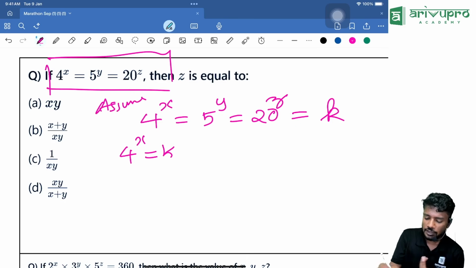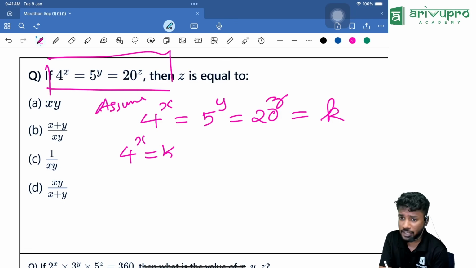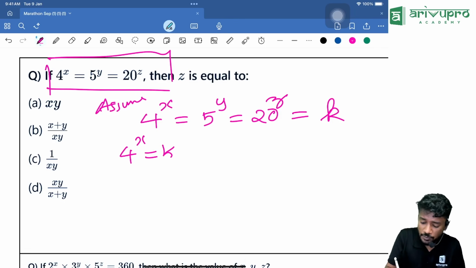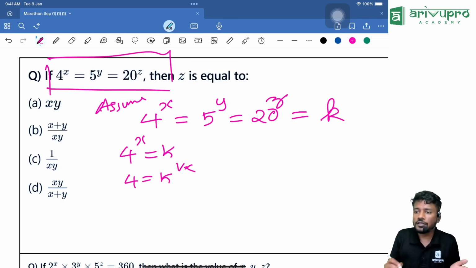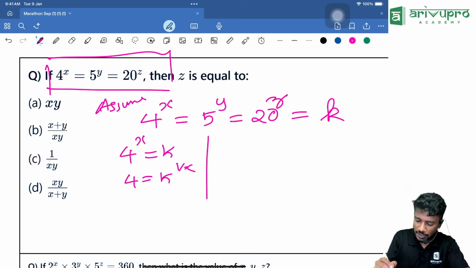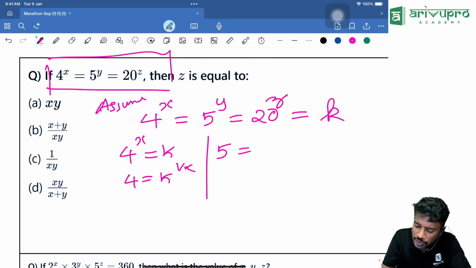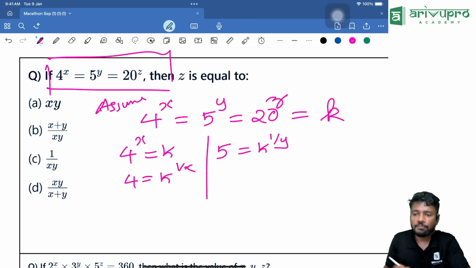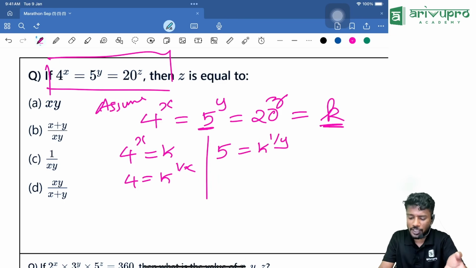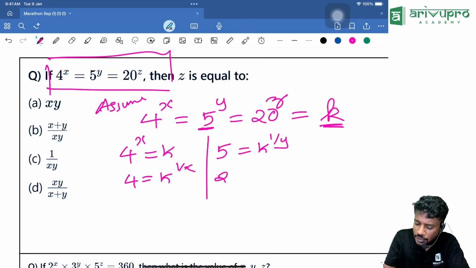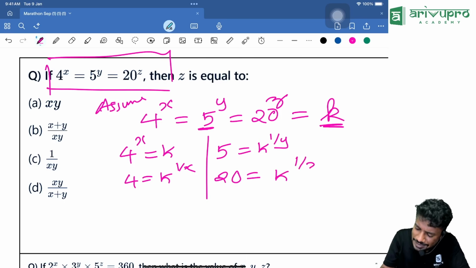Then 4 raised to x is k, can I take it as a constant? Yes. That means, can I say 4 is equal to k raised to 1 by x? We are taking the xth root. Similarly, can I say 5 is equal to k raised to 1 by y? Similarly, 5 raised to y is equal to k, so 5 will be equal to k raised to 1 by y. Then, similarly, can I say 20 is equal to what? K raised to 1 by z.